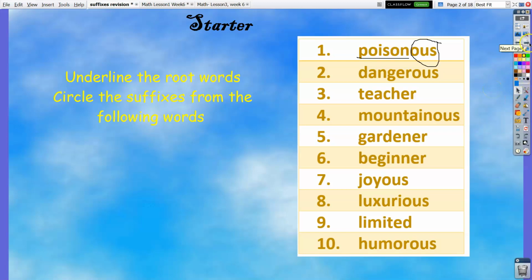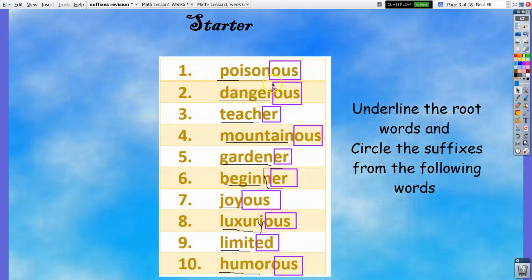Now, time is up. Okay, let's reveal the answers. So we have here number 1, the root word is poison, suffix ous. Number 2, danger, suffix ous. Number 3, teach, suffix er. Number 4, mountain, suffix ous. Number 5, garden, suffix er. Number 6, begin, suffix er.